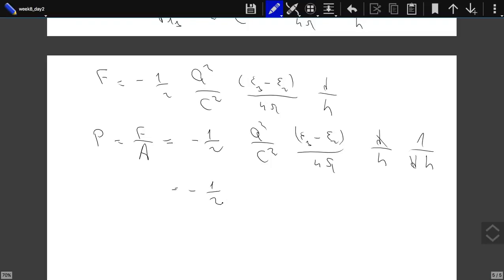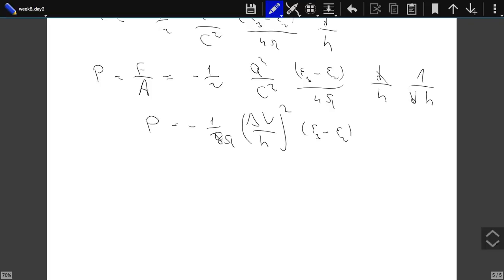Minus 1 over 2. Remember, q over c is nothing but delta v, over h squared, 1 over 8 pi. Well, that minus sign, I still keep it just to denote the sign. I mean, the pressure is always defined to be a positive quantity. Because you calculate the component of the force perpendicular to the direction of the area, the magnitude of it divided by the area, that is your pressure. So by definition, pressure is always positive. Well, what is delta V over H? E? This should be the expression in the book.